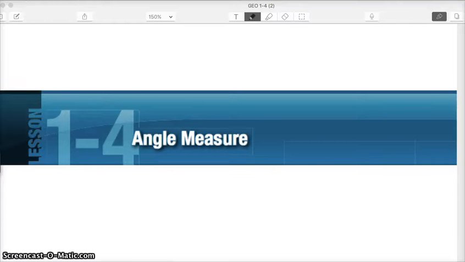Hi, geometry students. Here we are in chapter 1, and we're looking at section 4. We're going to talk about angle measure today.